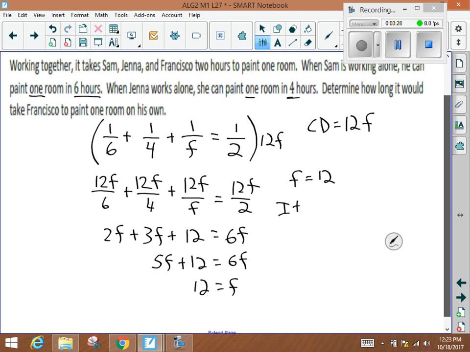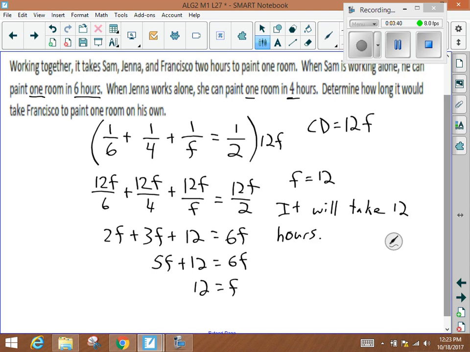So it will take 12 hours. Man, Francisco is not very good at painting. Either that or like he brings all his homies with him to paint and gets nothing done. Who knows? It takes him a long time to paint a room. All right, so there it is. Hey guys, make sure always that when you answer a word problem, since you're being asked a question in words, your answer should also be in terms of words, right? You should answer with a sentence.